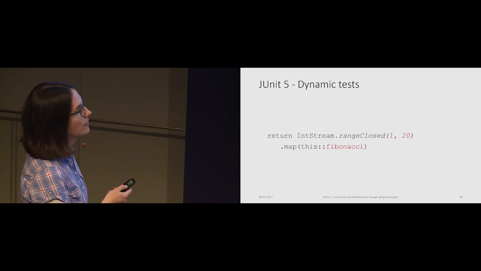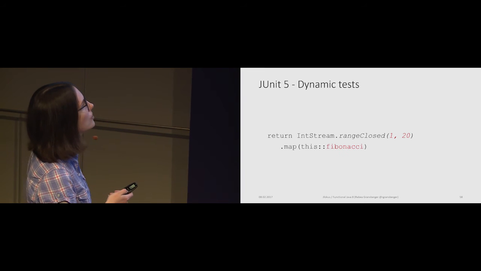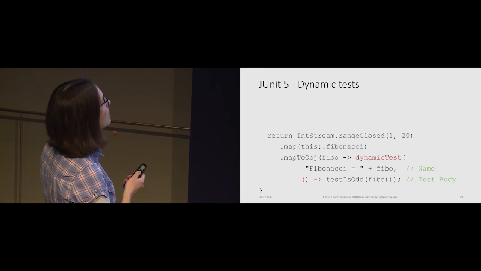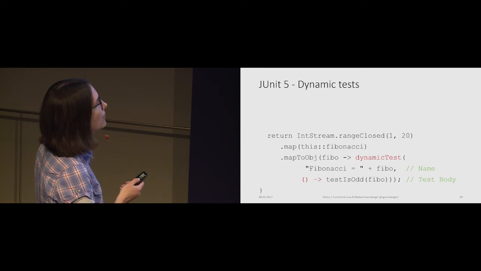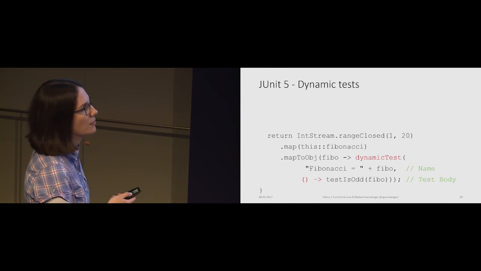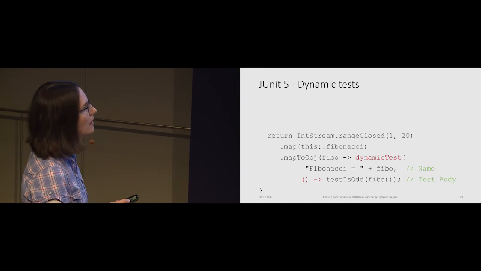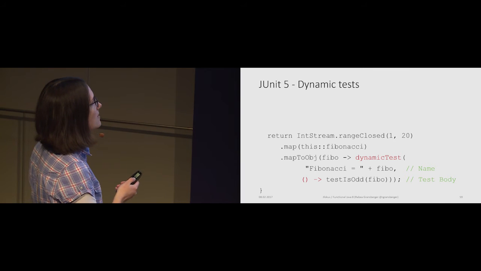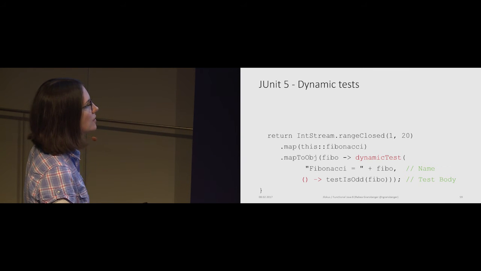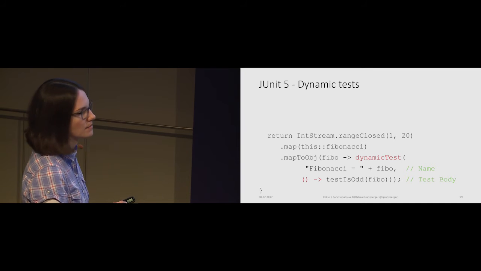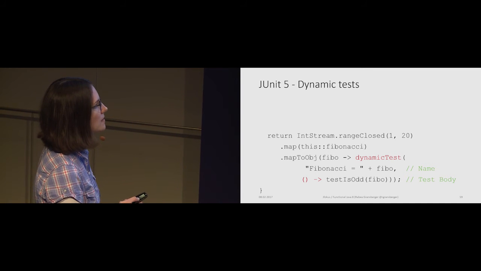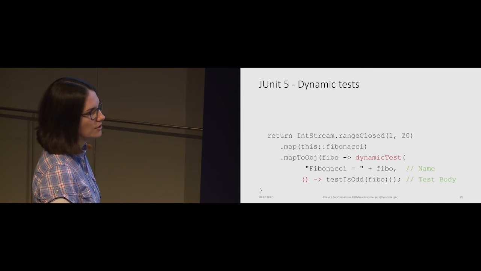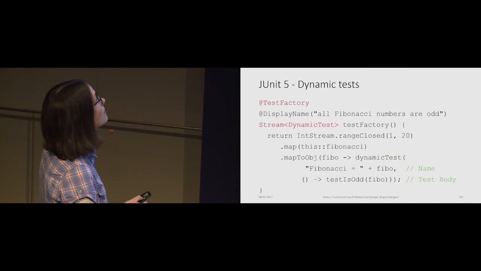We map them to their according Fibonacci number, which just calls the function. And then we say map to object with the Fibonacci number coming in, and we are creating a dynamic test case. So with a dynamic test case, we're giving it a name. This is the first parameter, and the second is the test body. So in the test body, we're just saying, okay, test is odd with our Fibonacci number. And then we're adding some magic to it.